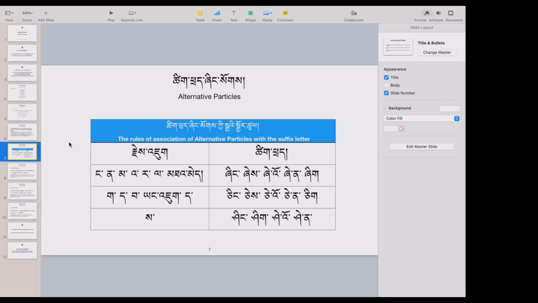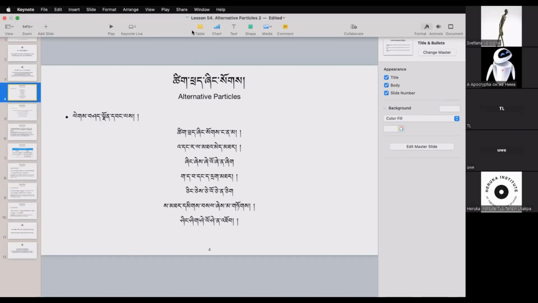So this is it for today. If anyone has questions before I read the final verse, does anyone have any questions regarding today's lesson on the introduction of the alternative particles and the rules of association of alternative particles with names on the basis of suffix letter? So do we have any questions? So no questions?